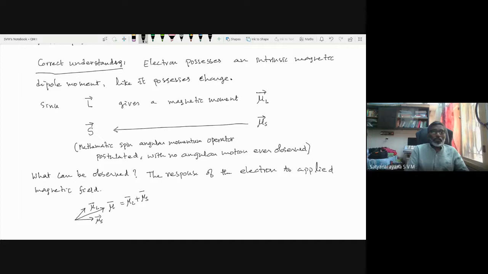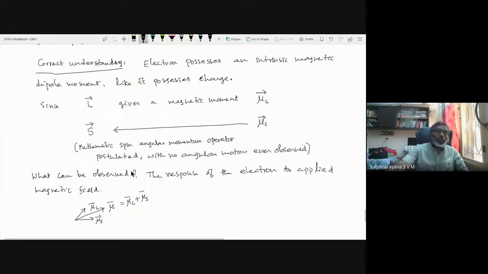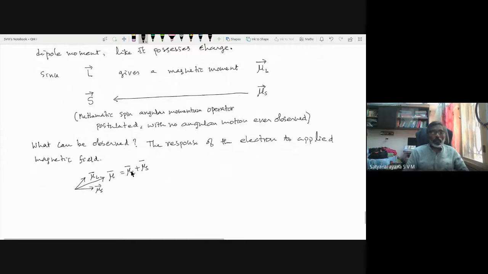From now on, you do everything mathematically and get results, and finally you see where those results are observed in terms of the response of the electron to the applied field. So this is how spin is understood, in my opinion. This is what spin is about.